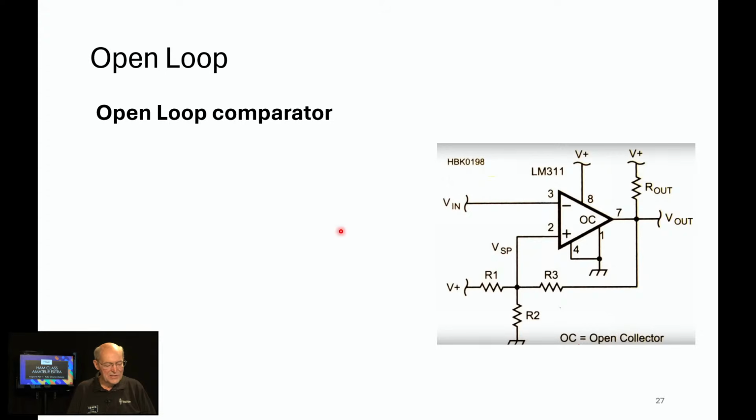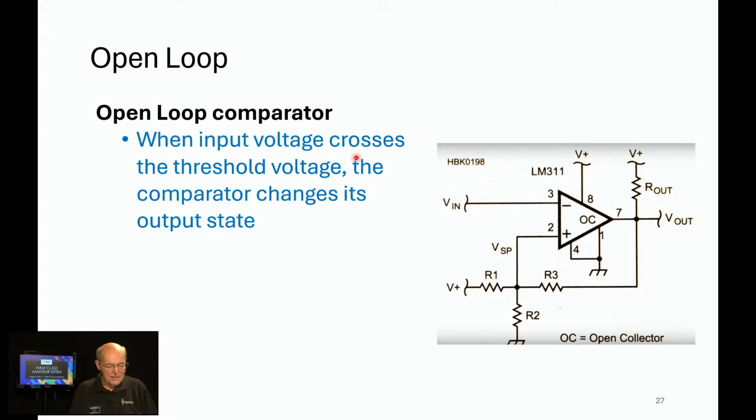All right, now let's consider the open loop. First thing we'll notice is that there is no feedback resistor between the output and the input. That's the open loop configuration. A closed loop configuration will have that feedback resistor. Now, the key thing to know about a comparator is that when the input voltage crosses the threshold voltage, the comparator changes its output state.